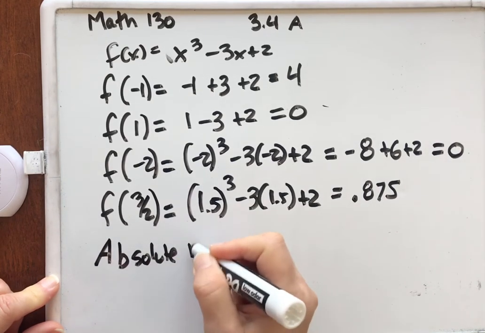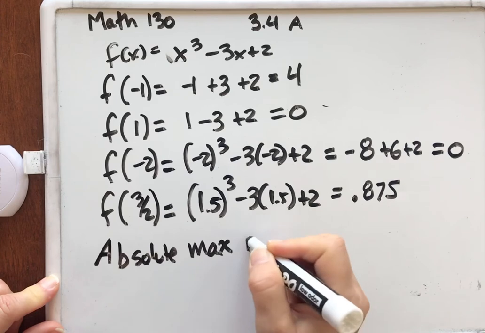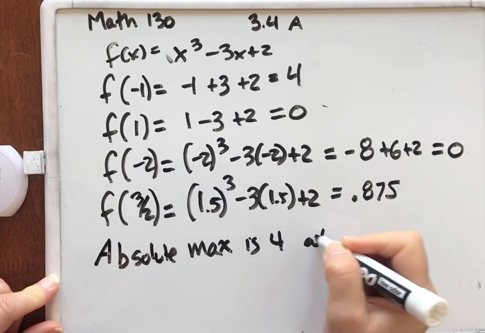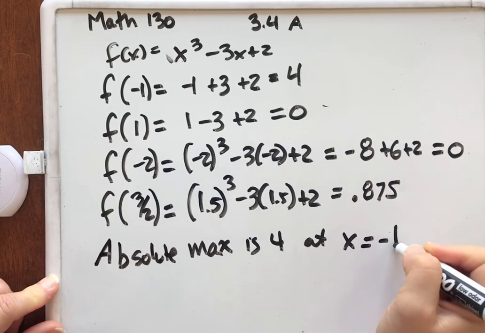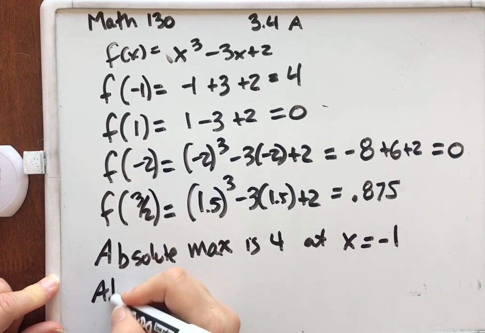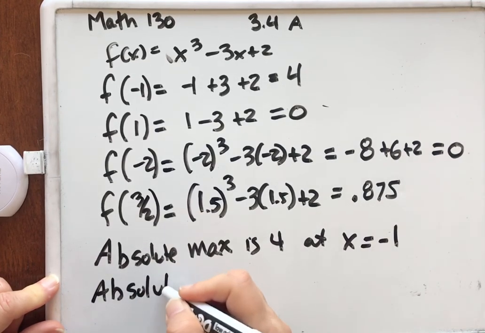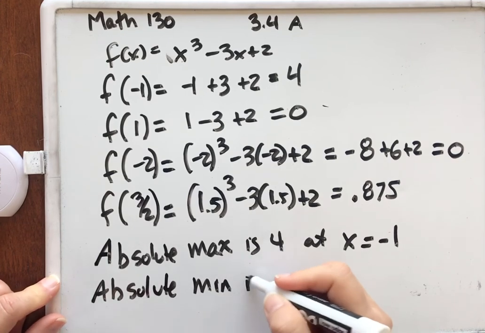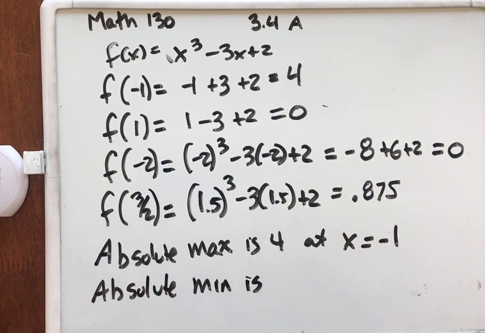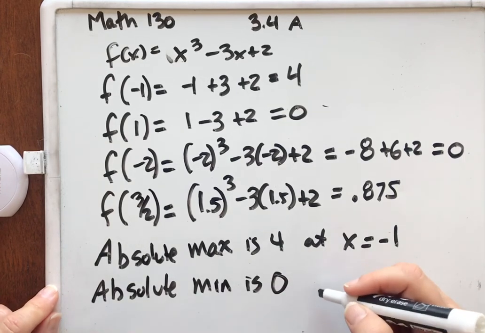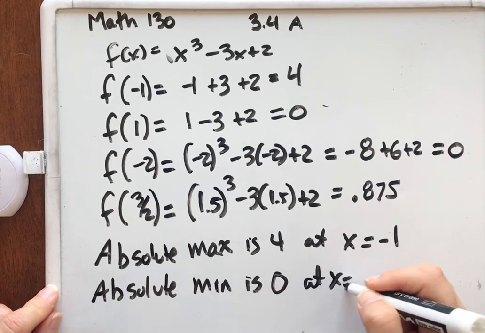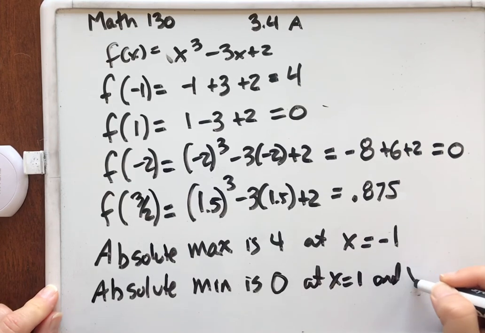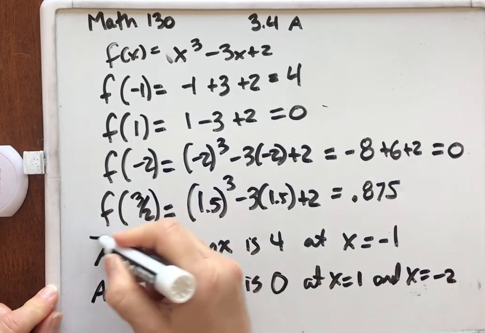Absolute maximum is 4 at x equals -1. Absolute minimum values, there's two of them in this case, is 0. Well, we have one value 0, but they happen at two spots, at x equals 1 and x equals -2. And there's our answer.